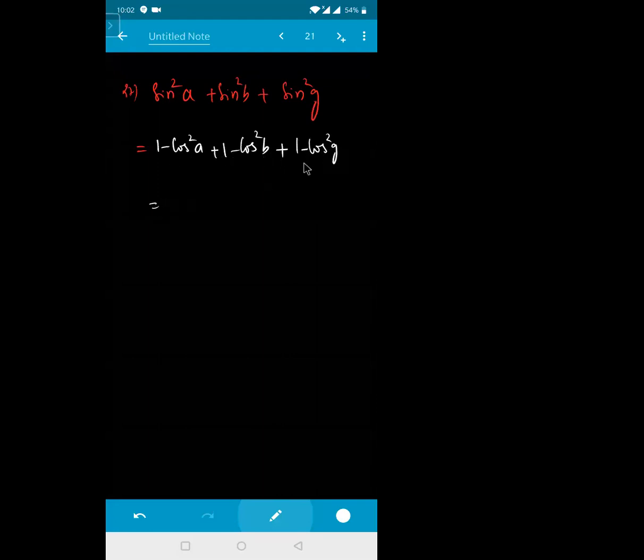So this is 1, this is 1, this is 1, so 3 is common. Then minus cos square alpha, minus cos square beta, minus cos square gamma, whose total value is nothing but 1. So 3 minus 1 becomes 2. Clear?